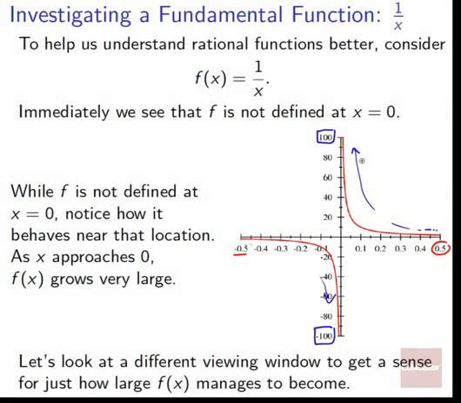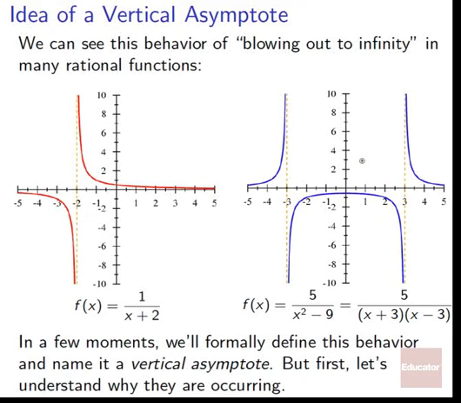It shoots all the way out to, well, not out to infinity because we can't actually hit infinity, but the idea of shooting out to arbitrarily large. It's going to get as big as we want to talk about it getting out to. So in a way, we say it goes out to infinity. We see this behavior of blowing out to infinity in many rational functions.